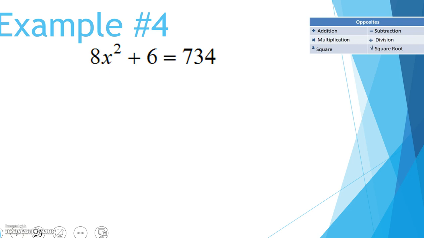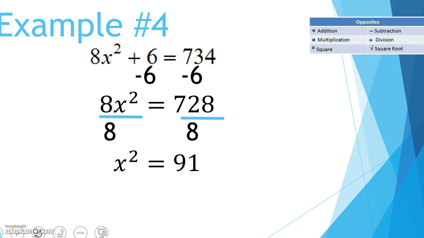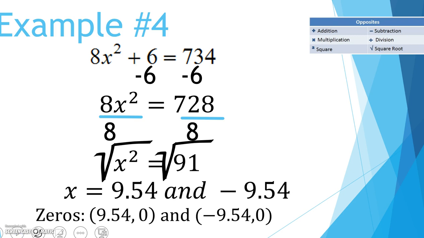Alright, 8x squared plus 6 equals 734. So we're going to subtract 6 from both sides. 734 minus 6 will give us 728. And then let's divide by 8 on both sides to get that x squared term by itself. So x squared equals 91. And then we'll take the square root on both sides. So the square root of 91 will give us 9.54 and negative 9.54. So our two zeros will be 9.54, 0 and negative 9.54, 0.